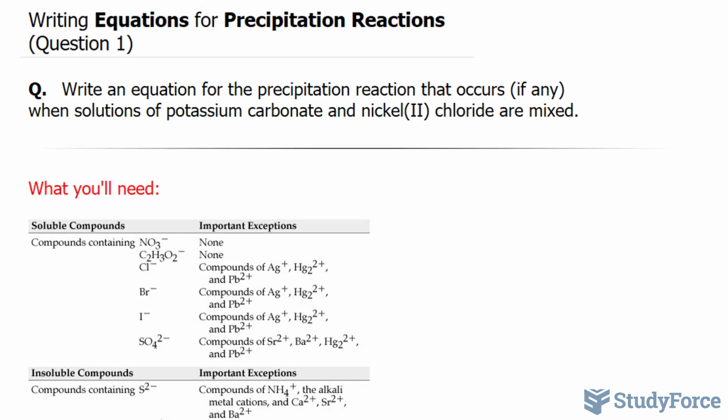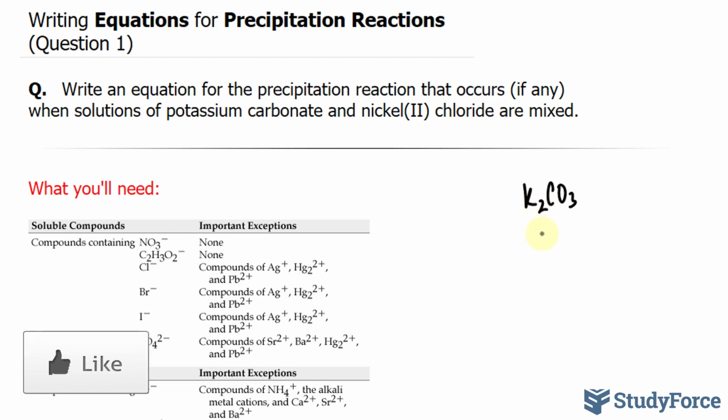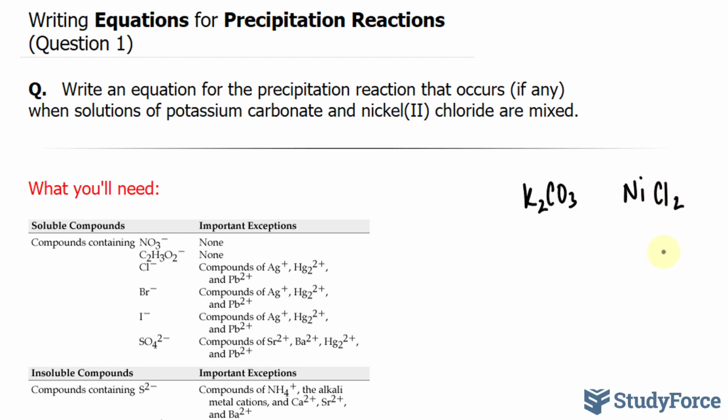Let's start by writing out what these chemicals look like, their chemical formulas. Potassium carbonate looks like this. We have K for potassium, and carbonate has a charge of 2-. So we have CO3 with the charge of 2- applied to the K. Nickel(II) chloride looks like this. We have Ni, and it has a charge of 2+, Cl2. So that charge of 2 goes to the anion, and it's placed right there.